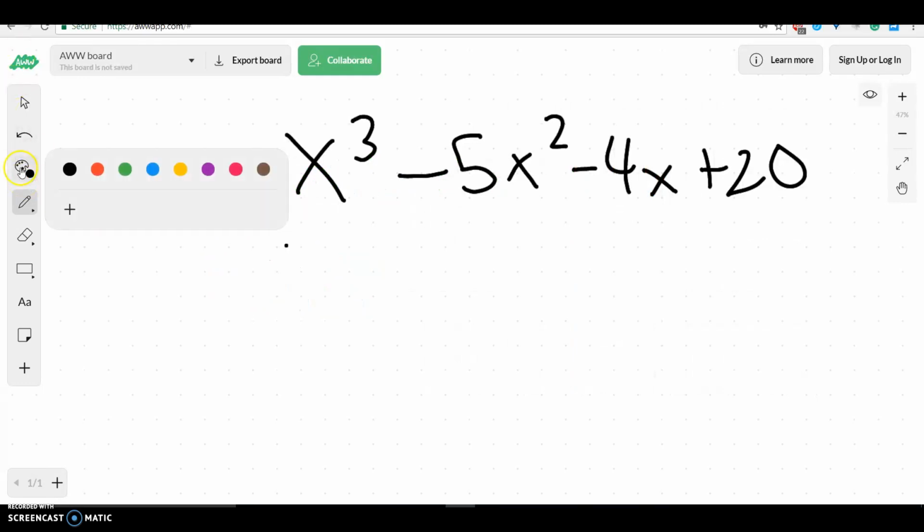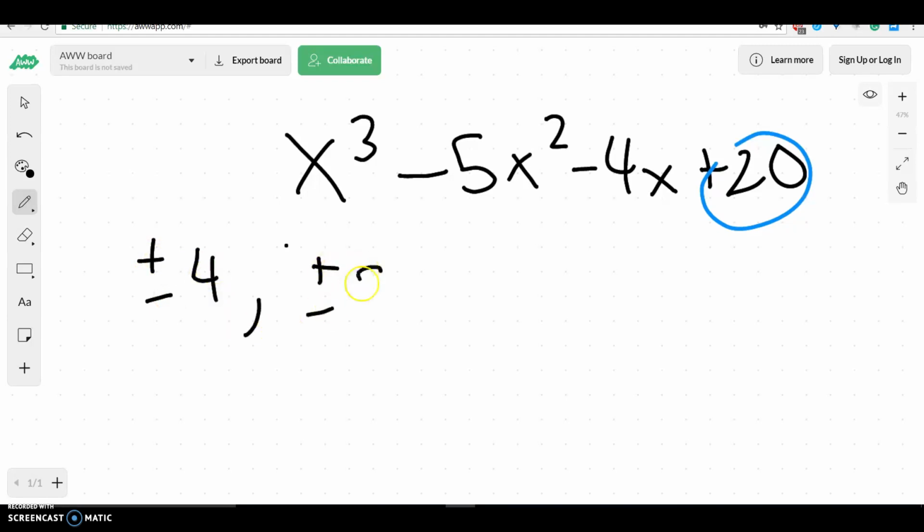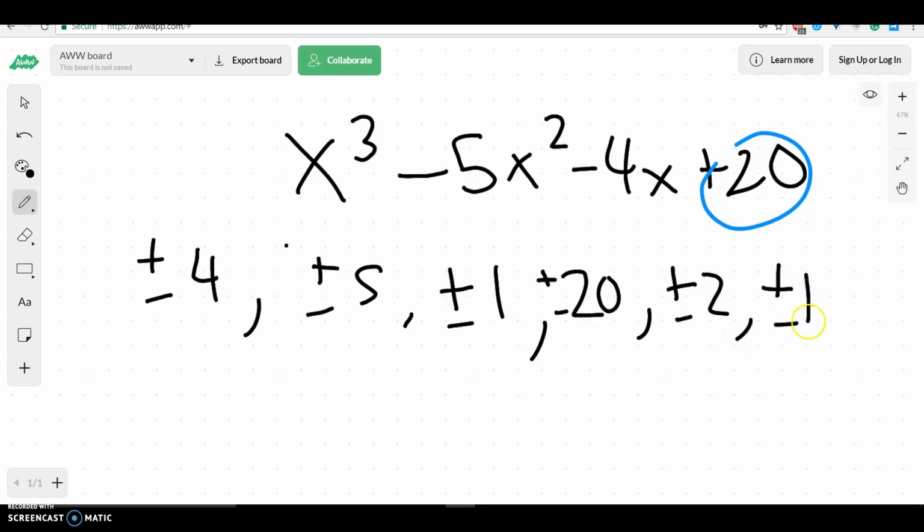First, it wants to know the possible roots of this. The possible roots of this is a lot. It's all the factors of 20. So you could say it's plus or minus 4, it's plus or minus 5, it's plus or minus 1, it's plus or minus 20, it's plus or minus 2, it's plus or minus 10. So anything that divides 20 is a possible root. And I don't think I forgot anything that you can divide 20 with.